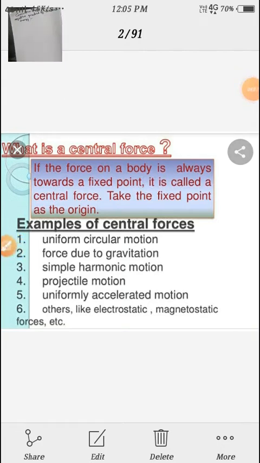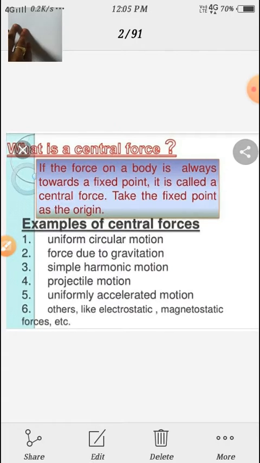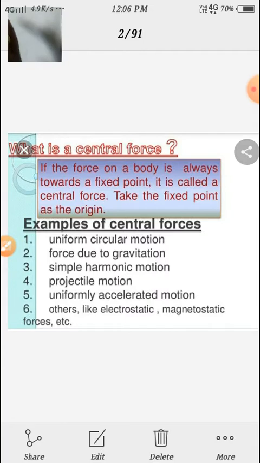Today we are going to discuss central force, that is unit 3 chapter central forces. So what does a central force mean? If the force on a body is always towards a fixed point, it is called a central force. Take the fixed point as the origin. So a force on a body always towards a fixed point.